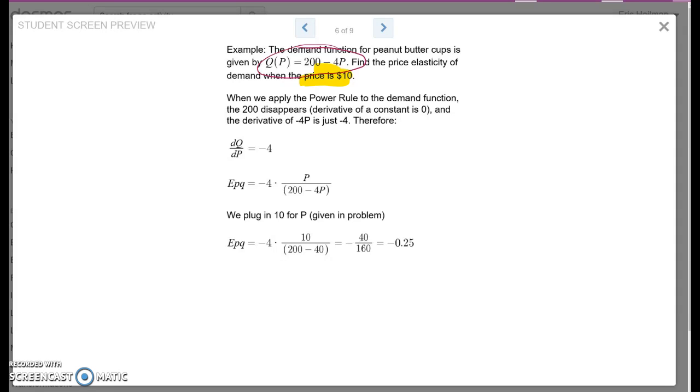Okay, so first we're going to apply the power rule to the demand function. dq dp, well, the power rule when you apply it to the 200 is just 0 because the derivative of a constant is 0. And then the derivative of negative 4p is just negative 4. So dq dp is just negative 4. I'm going to write the elasticity equation up here.